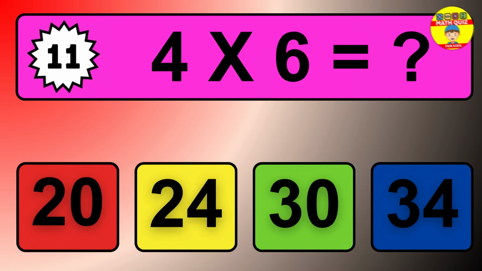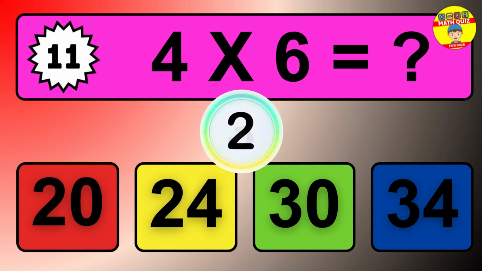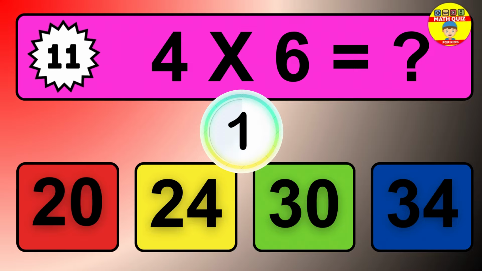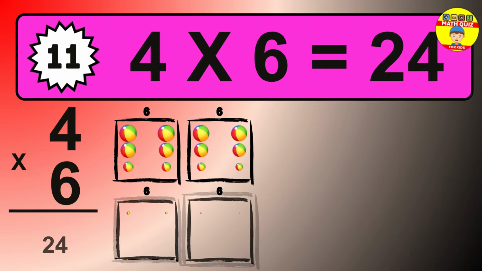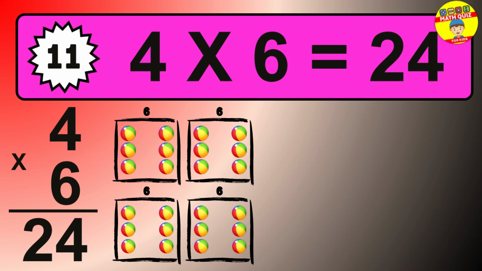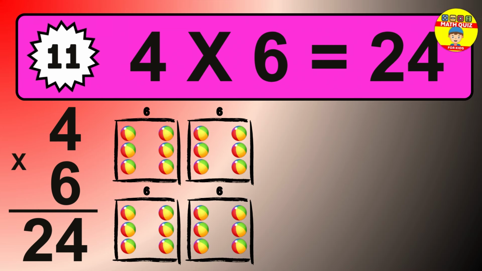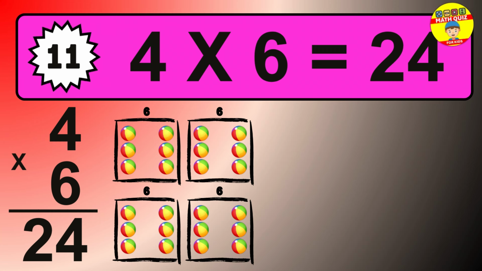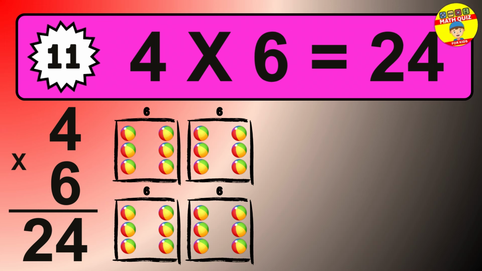Question 11. 4 times 6 equals what? So, the answer is 4 times 6 is 24. To calculate, we have 4 groups with 6 balls each one. So, how many balls do we have? 24 balls.